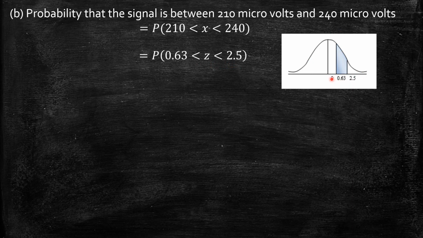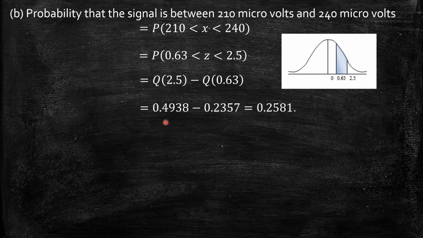So you can take the area from 0 to 2.5 minus the area between 0 to 0.63, which is the resultant, that is the area between 0.63 to 2.5. So for the area from 0 to 2.5 using a calculator, that is Q. So we can use the operator Q: Q of 2.5 minus Q of 0.63, which simplifies to 0.4938 minus 0.2357, which is nothing but 0.2581.